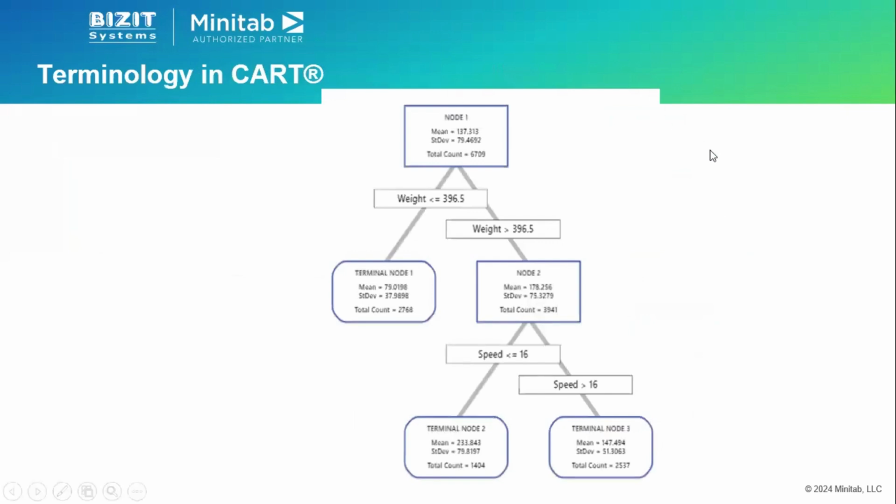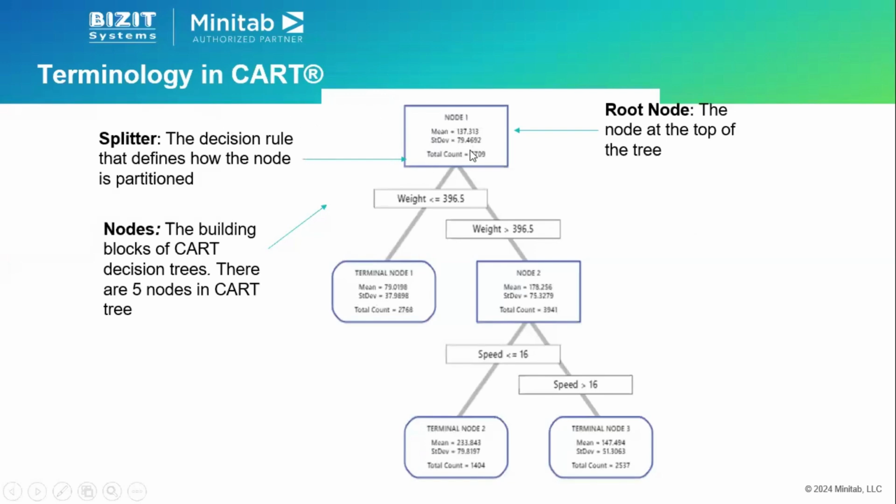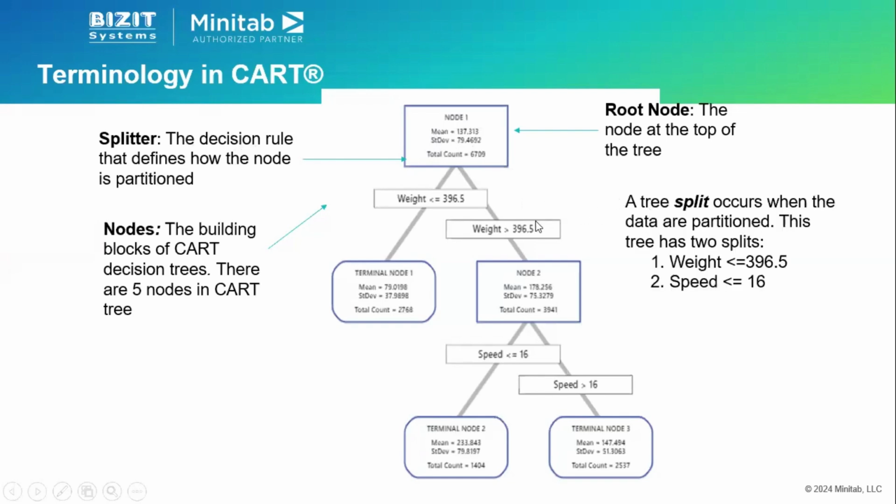So we start with the simple one, the nodes. The first one here, we call it the root node, which is the node at the top of the tree. Starting from here, they have the splitter, the decision rules that define how the node is partitioned. And of course they have the tree splitter here. The weight is less than a value, and here is weight more than the value. So yes or no, low and high.